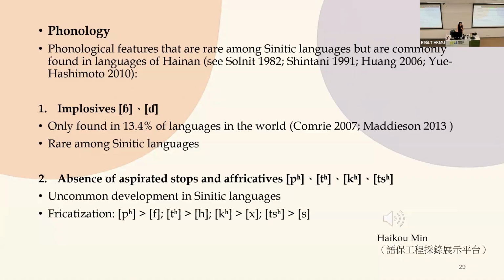And another notable feature of the languages in Hainan is the lack of aspirated stops and affricates like p, t, k, ch. And these features, though common among world languages, are actually a very rare development for Sinitic languages, because these sounds exist in Middle Chinese and Old Chinese, and they are generally well preserved in most Sinitic languages. To be more specific, aspirated sounds in some Hainan languages underwent fricatization and lost their stop qualities. For example, p becomes f, t becomes h, k becomes h, and t becomes s.